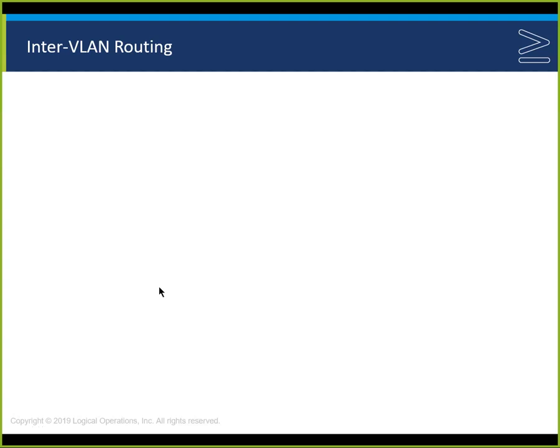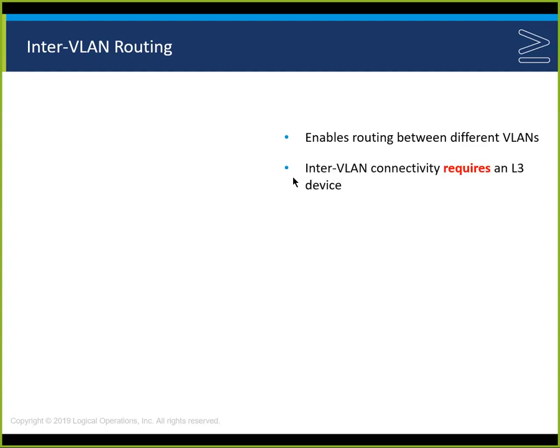So we've gone from inter-switch connectivity and trunk ports, but we haven't been able to make the VLANs talk to each other yet, and that's what this section is for. We're going to have two things here. Inter-VLAN routing enables routing between different VLANs. Inter-VLAN connectivity requires a layer 3 device.